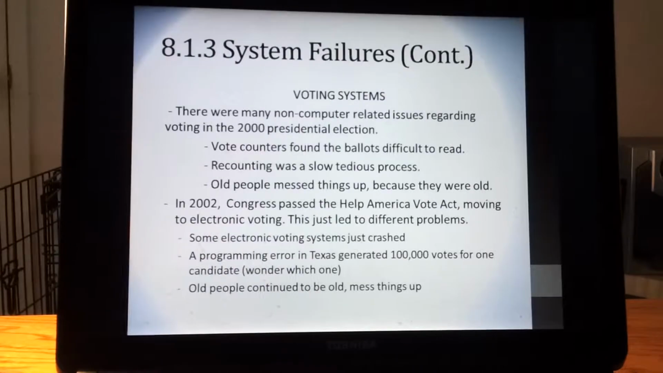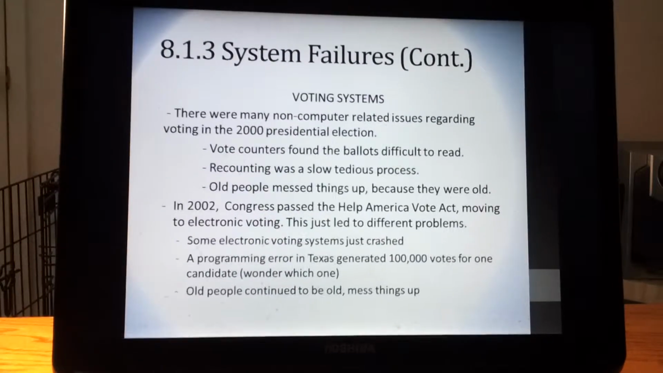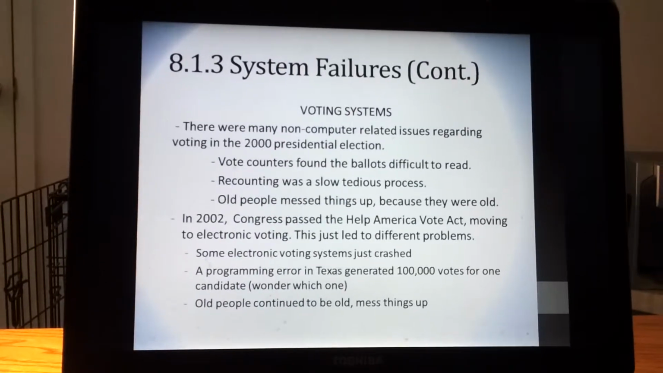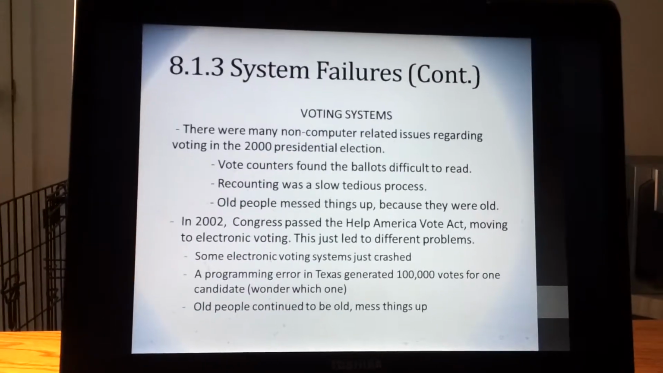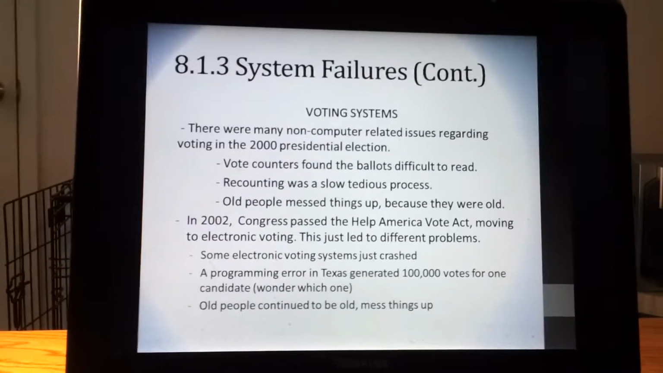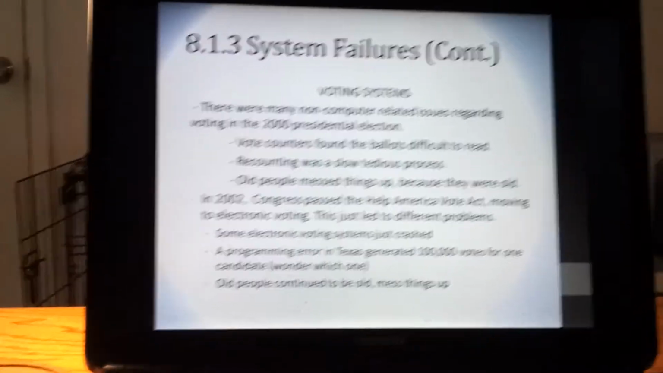In 2002, Congress passed the Help America Vote Act, moving to electronic voting. This just led to different problems. Some electronic voting systems just crashed. A program error in Texas generated 100,000 votes for one candidate. I wonder which one. And old people continue to be old, continue to mess things up.